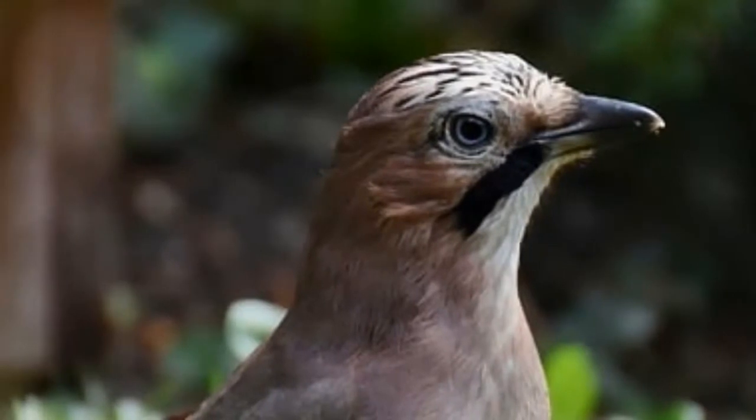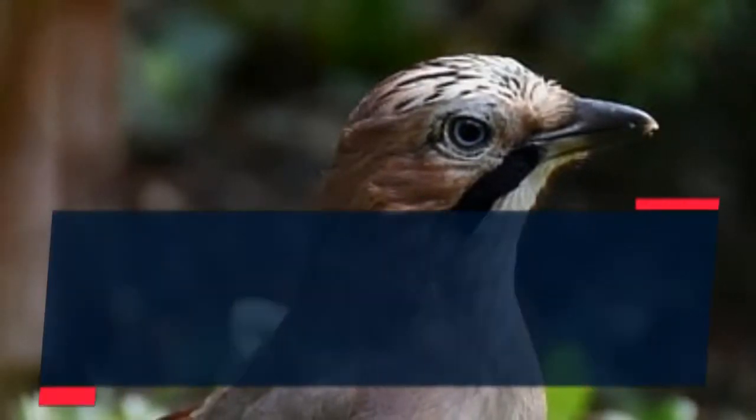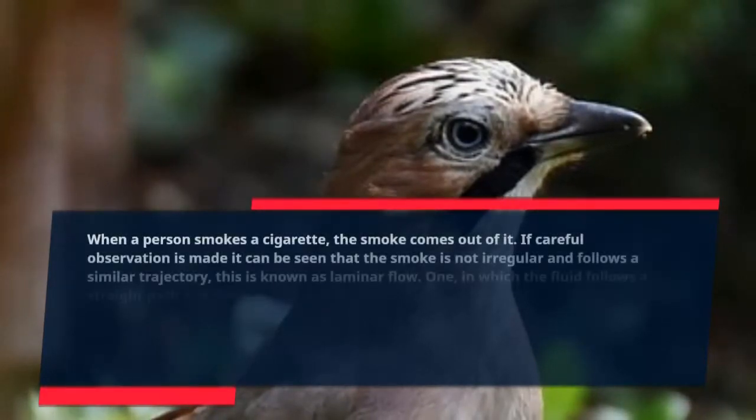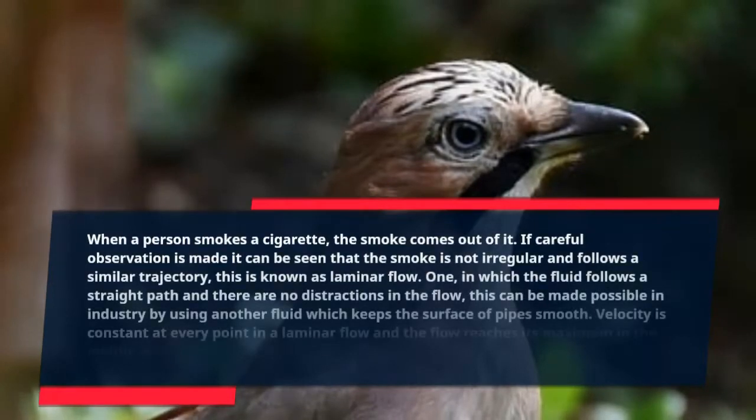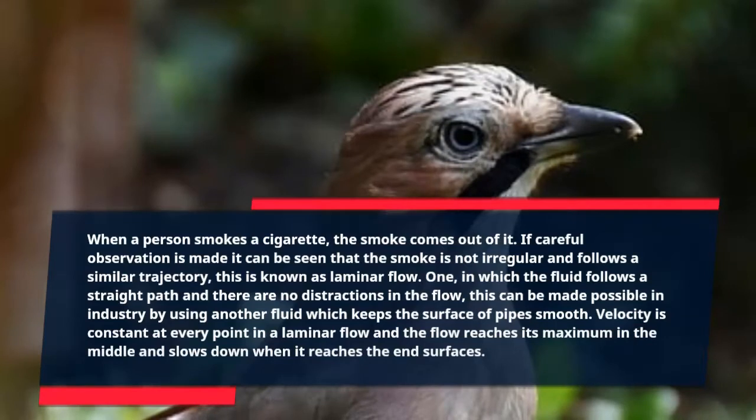When a person smokes a cigarette, the smoke comes out of it. If careful observation is made, it can be seen that the smoke is not irregular and follows a similar trajectory. This is known as laminar flow, in which the fluid follows a straight path and there are no distractions in the flow.